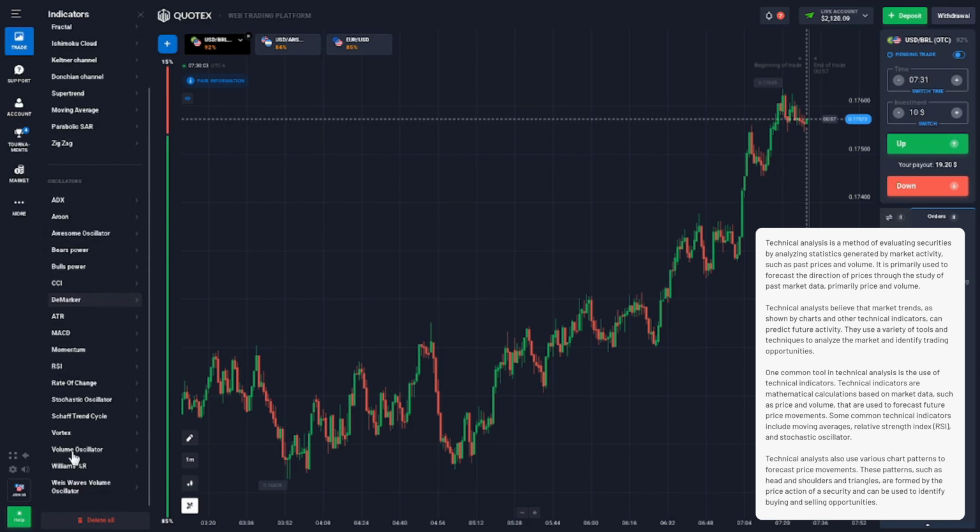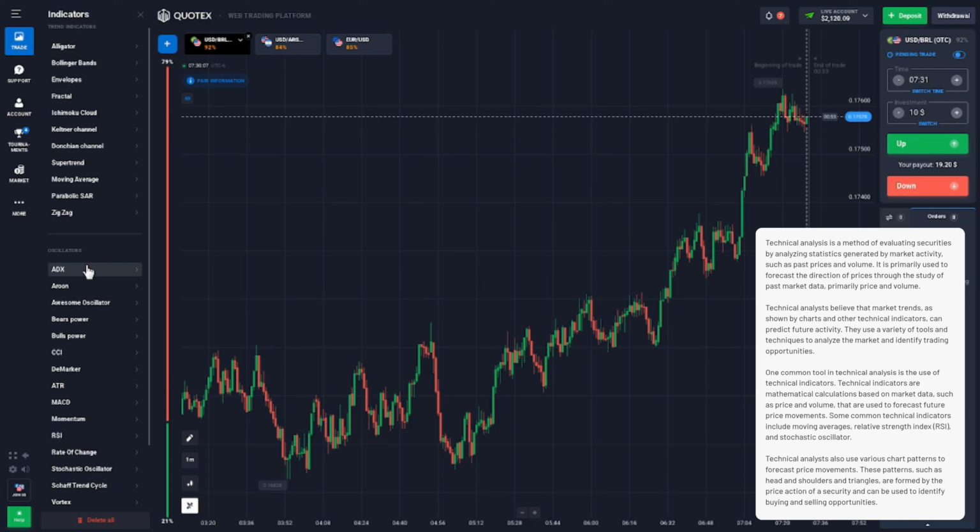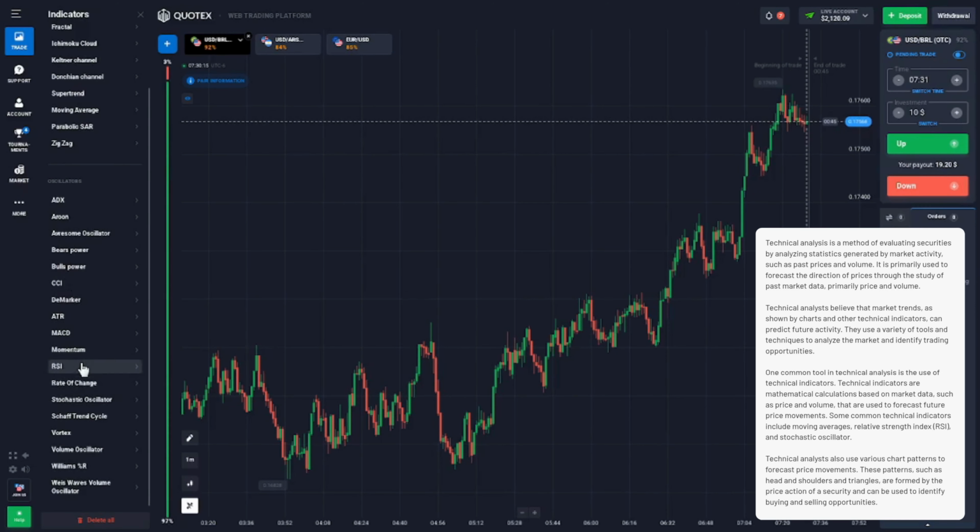Technical analysts also use various chart patterns to forecast price movements. These patterns, such as head and shoulders and triangles, are formed by the price action of a security and can be used to identify buying and selling opportunities.